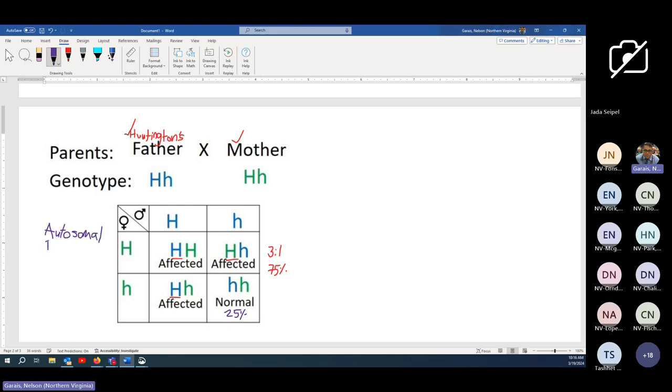So that is the mode of inheritance. So now you know three diseases now. Two of them were autosomal recessive, and this one now, Huntington's, which is a neurologic disorder, is now an autosomal dominant disease.